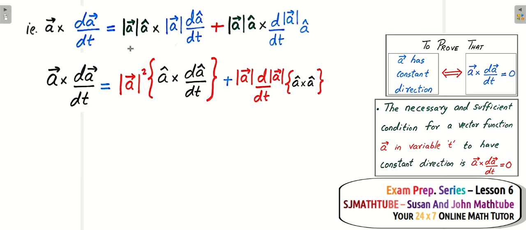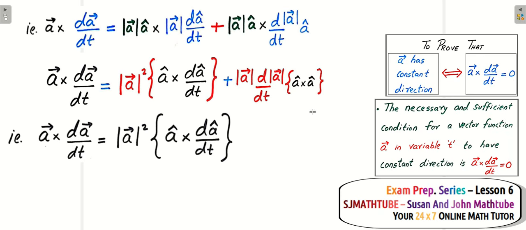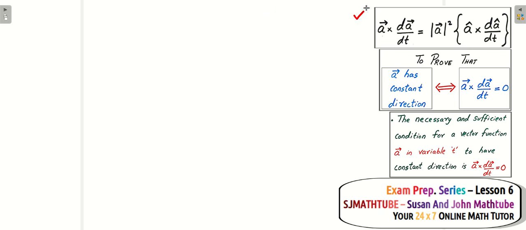So I'm going to apply the same thing. Mod A into mod A gives me mod A square and the remaining part. And here the scalar functions are modulus of A and the derivative of modulus, and the remaining part. And A cross A is 0, so this part will disappear. Okay, so we found the value of A cross dA by dt. I'll call it equation 1 and I'll keep it here.